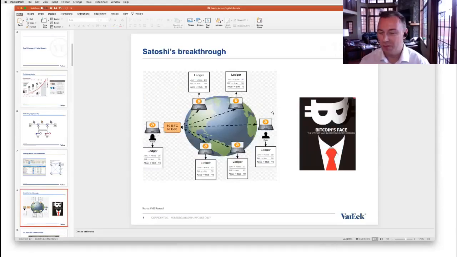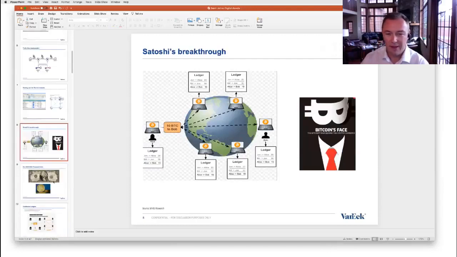And this is all done permission-free, so no government or financial corporation can stop you from sending money. There's 100,000 computers running today on the internet with a full copy of the Bitcoin blockchain, and they manage these transactions without having a central intermediary like a bank, a central bank, or a financial corporation.